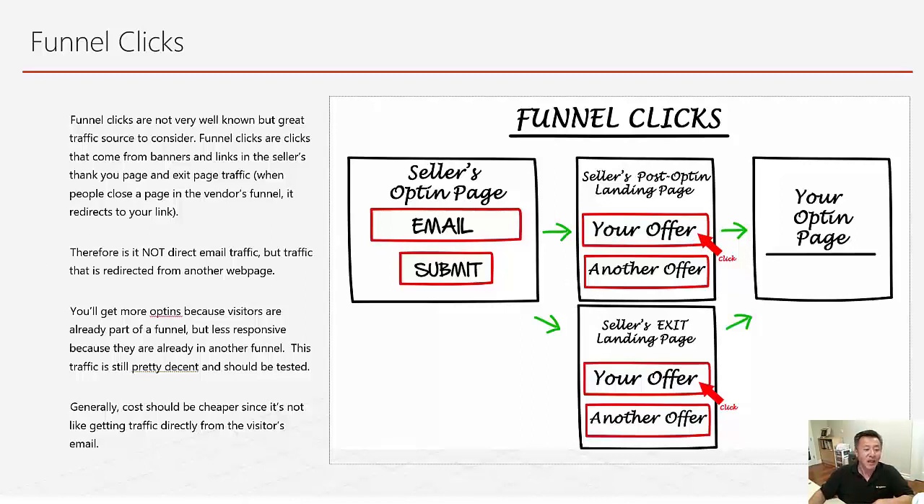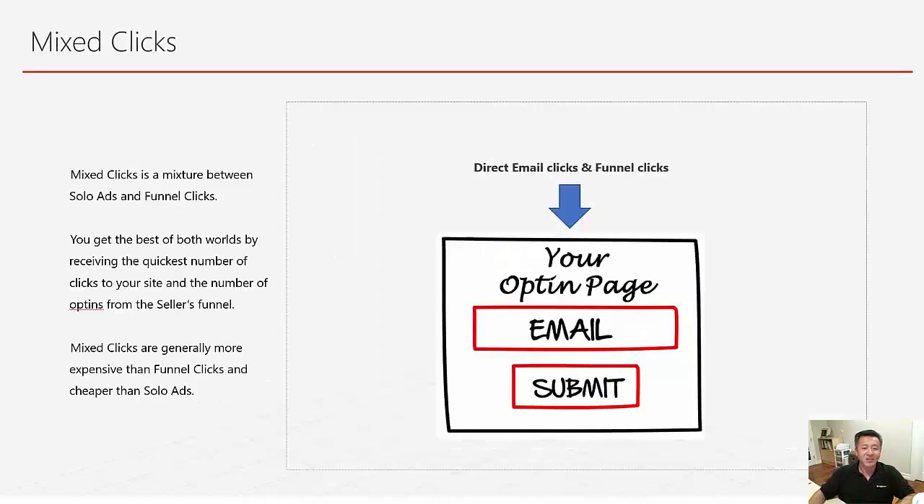So let's talk about the last type of traffic as it relates to the whole solo ad marketplace. It's something called mixed clicks. Okay, mixed clicks is basically a half and half of a solo ad as well as a funnel click campaign. So they might send you half the clicks via the email message itself, where they click on your link in some kind of rotator fashion, or they send you clicks from the actual funnel page. Okay, the funnel click campaign. So you get the best of both worlds.